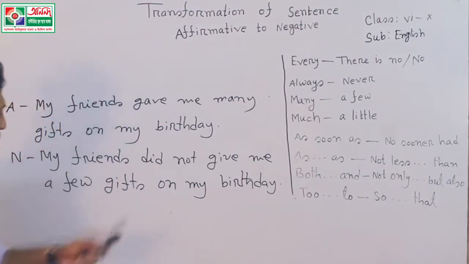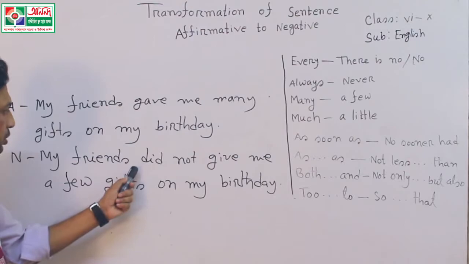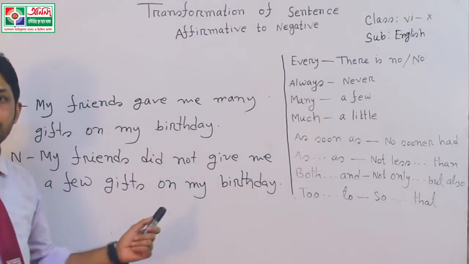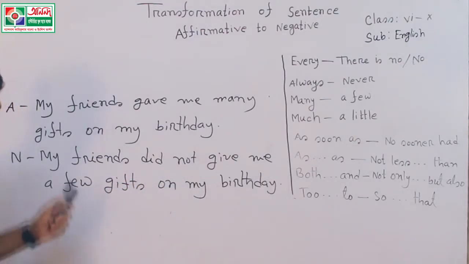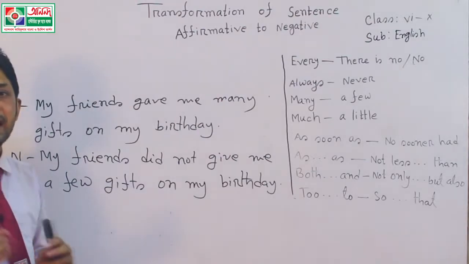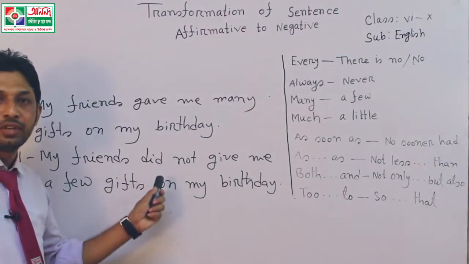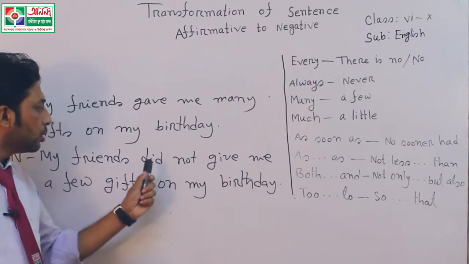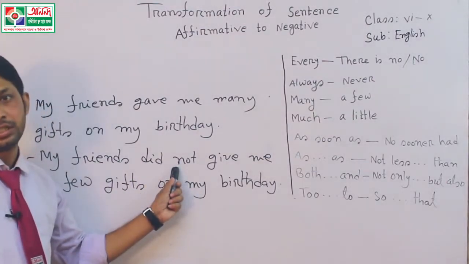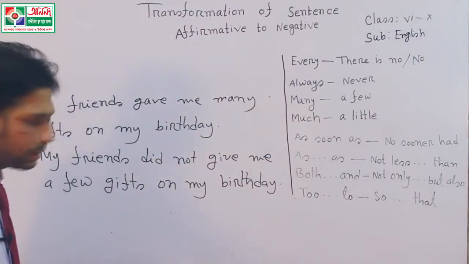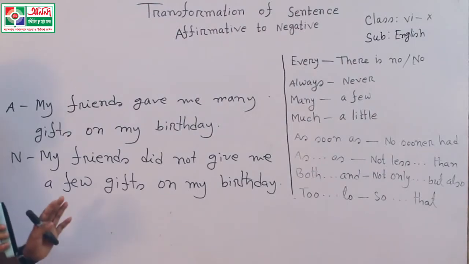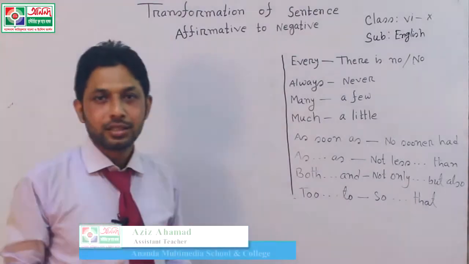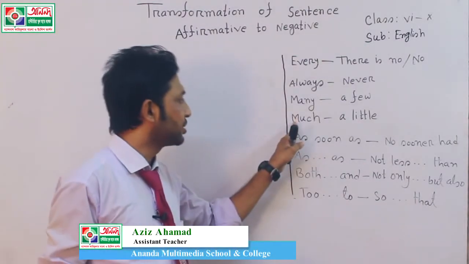Dear learners, look at the example. In this sentence, we have used did not. Why? Because this sentence is an example of past indefinite. That's why we have written did not. That's all. Okay? And nothing else has changed in this sentence. Dear learners, after that, much.